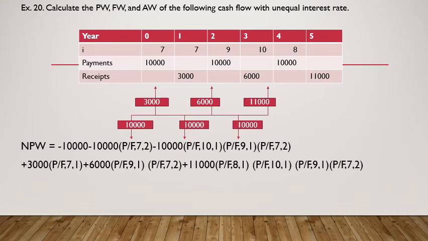See, now first, what is there? Minus 10,000. What is this? This is already P. So there is no need for any further conversion because I am converting everything into net present worth. So 10,000 will remain as it is. It is already P. This is done.